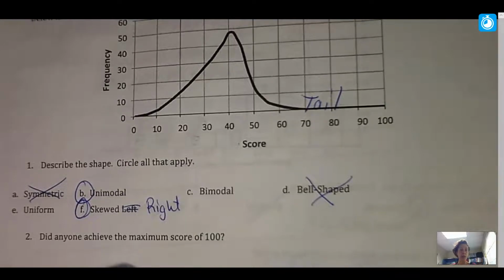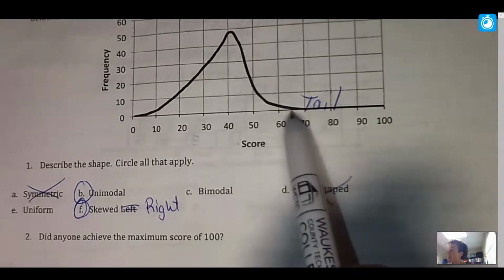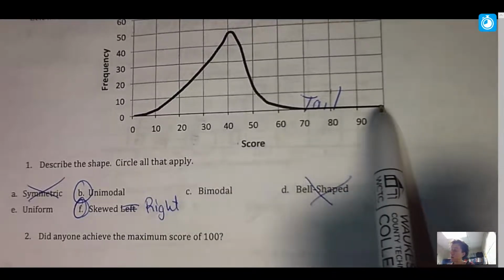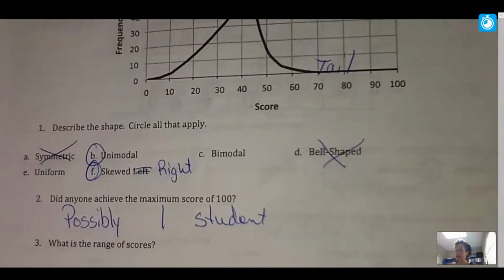So did anyone achieve the maximum score of 100? Maybe. I don't know if this line is flat on 0 or maybe it's 1. So possibly one student did, but again, I just can't see because, 0 to 10, it's hard to tell what's happening here.